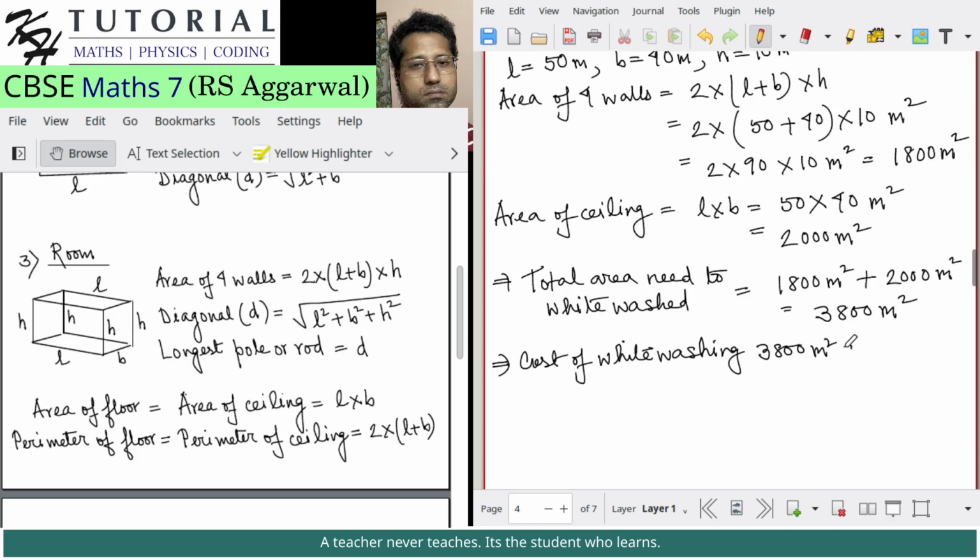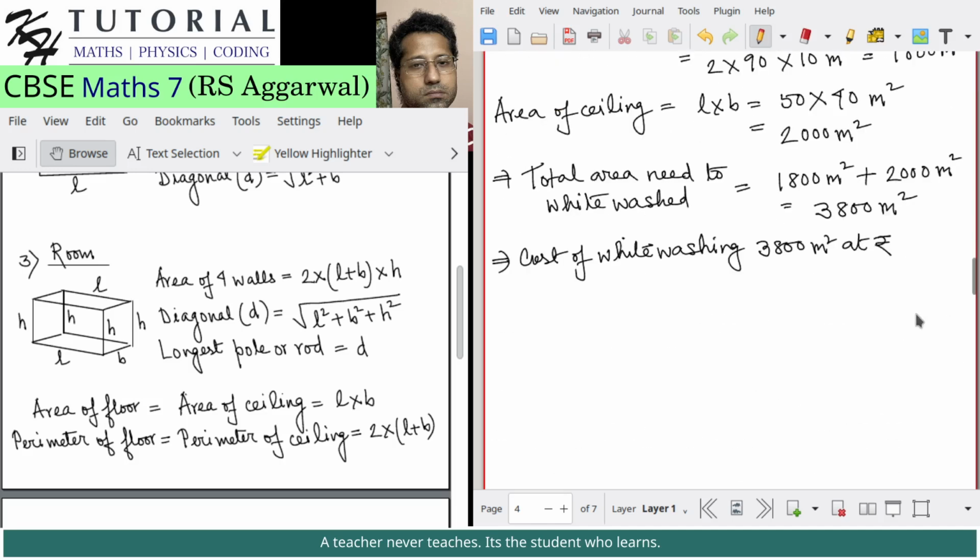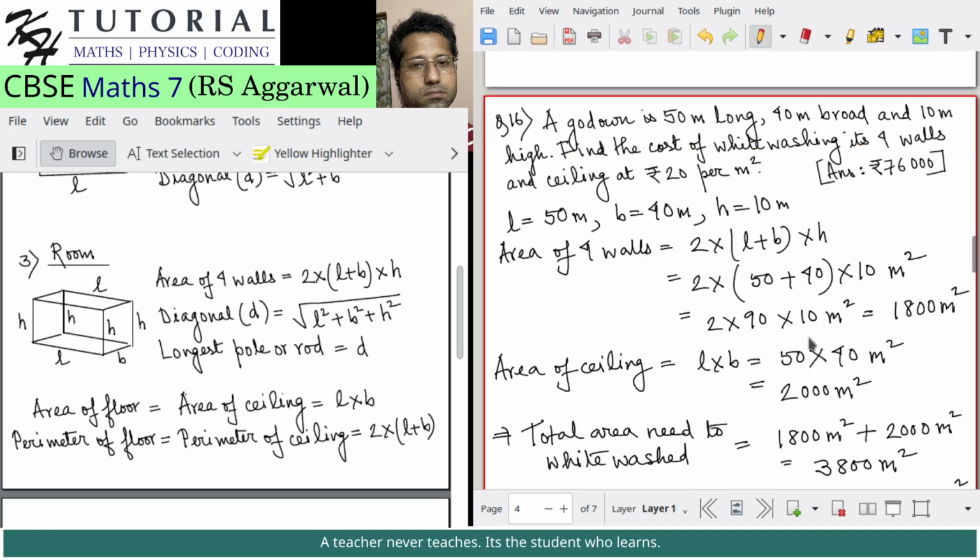3800 meter square at the rate of rupees 20 per meter square will be equal to 3800 multiplied by 20 rupees, which is equal to rupees 76,000. 76,000 rupees is the total cost of whitewashing. Okay.